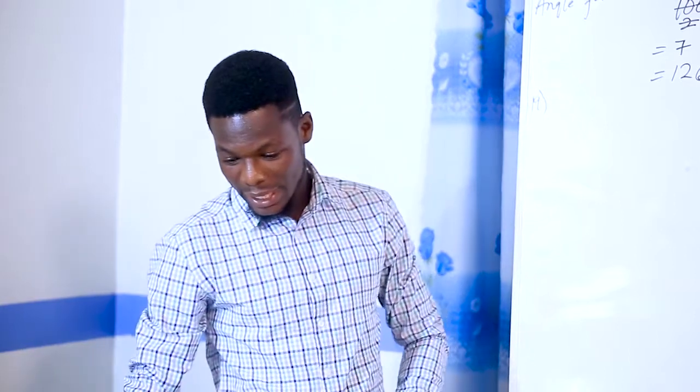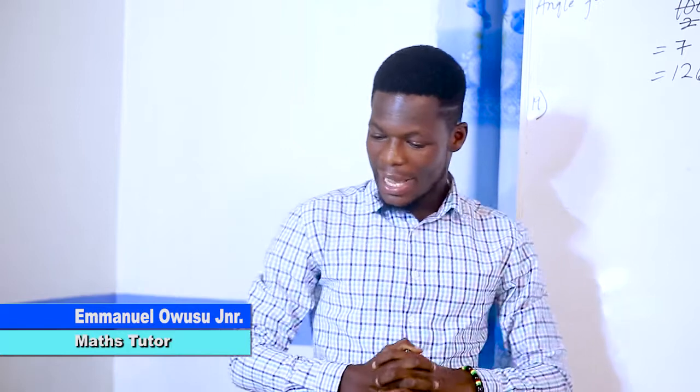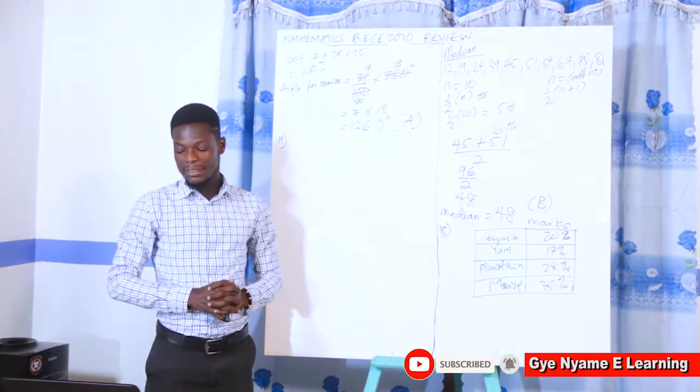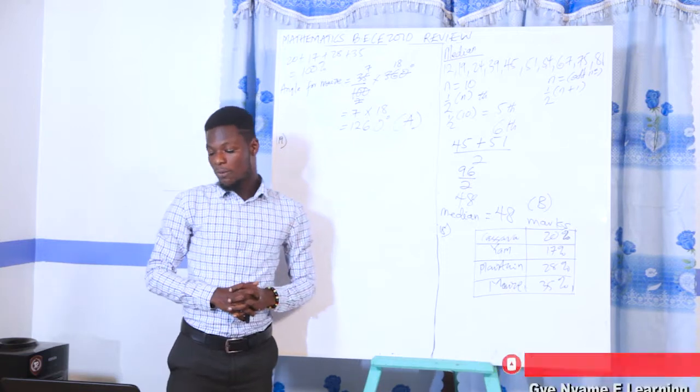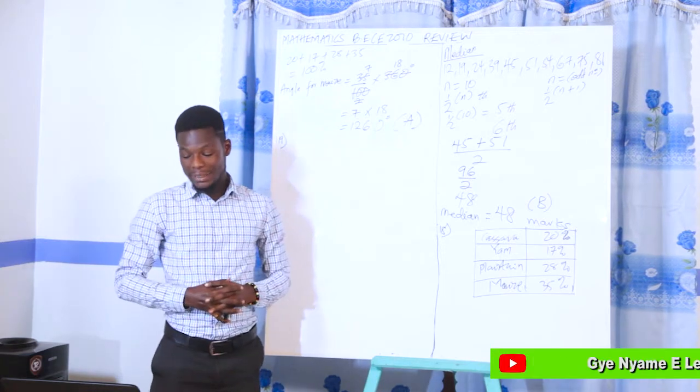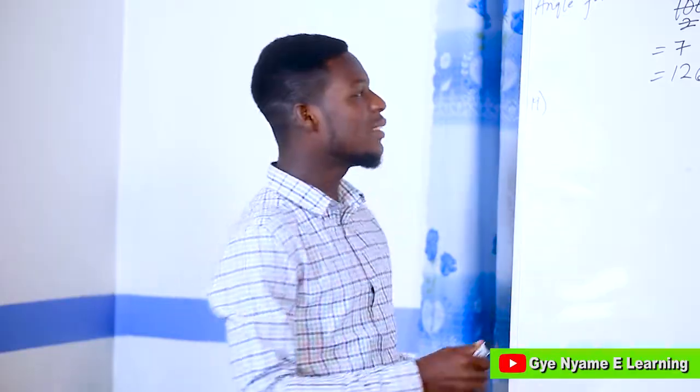Now we move on to question 19. Question 19. 18 cards are numbered from 11 to 29. If one card is chosen at random, what is the probability that it contains the digit 2? So first we have to put down the data from 11 to 29.